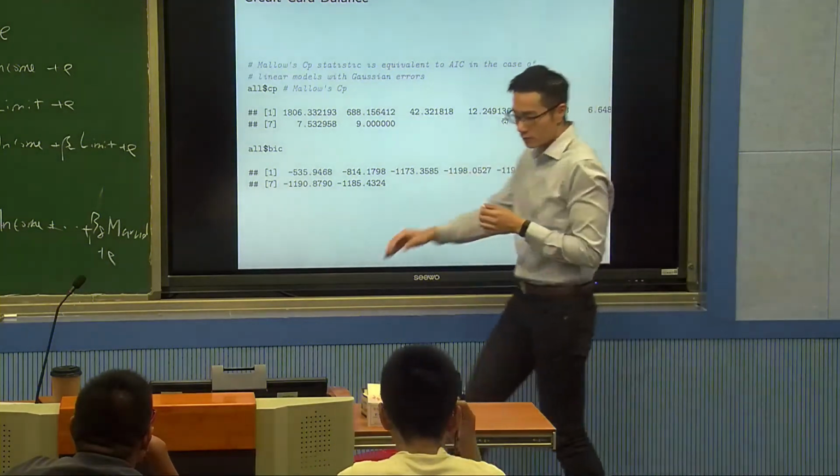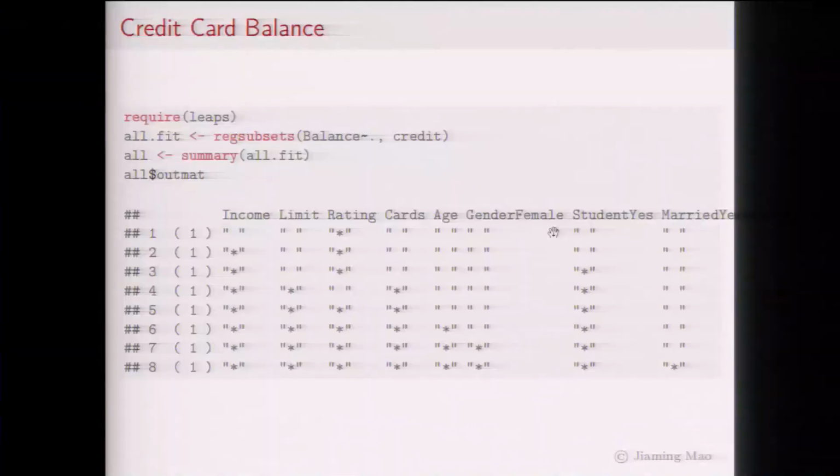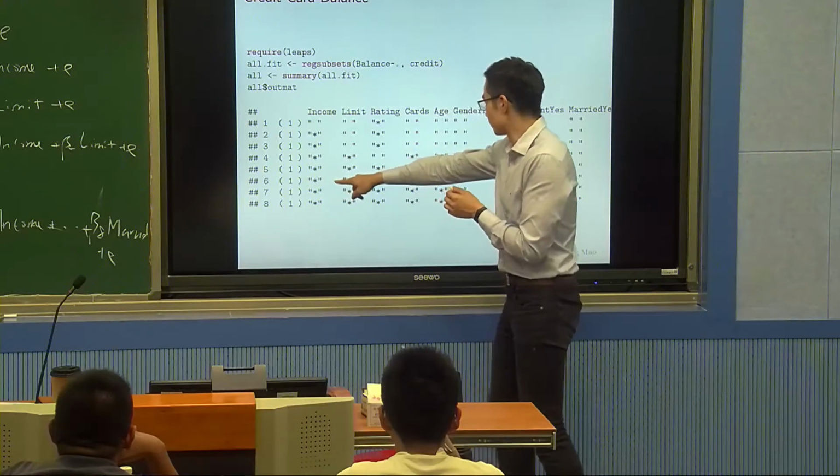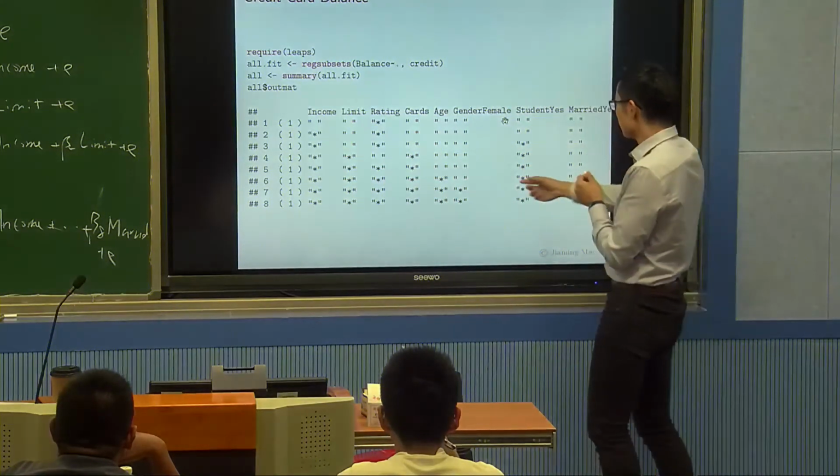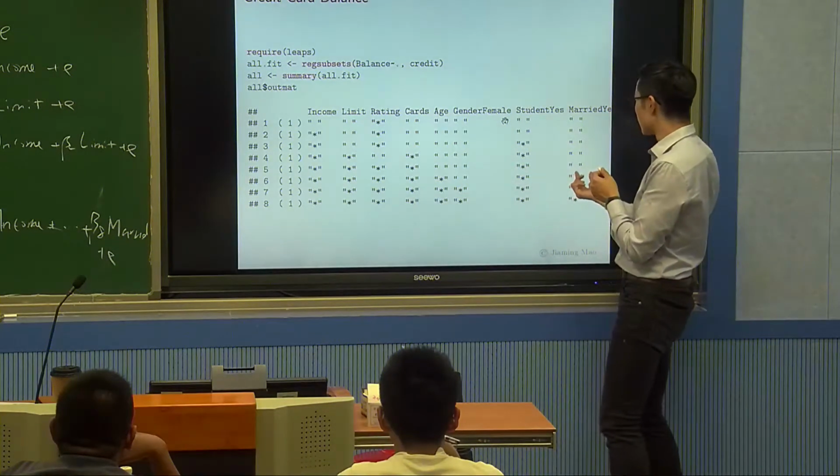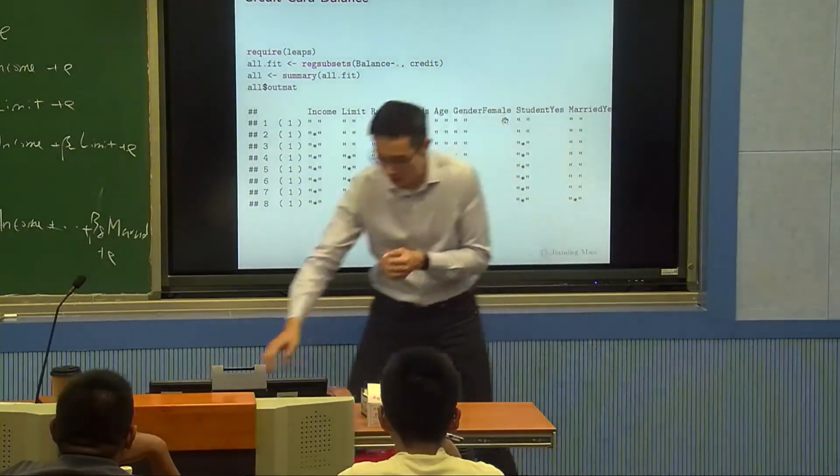So let's go back. The best 6 variable version is here. This is the 6 variable version. The 2 variables that we should get rid of are married and gender. Marital status and gender.